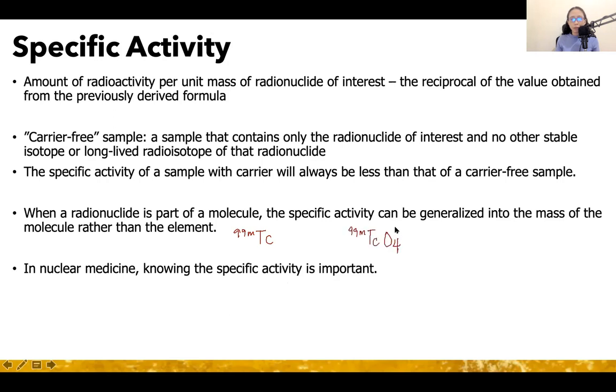TcO4 minus. Okay. So our metastable technetium is part of an oxyanion, pertechnetate. So instead of using the mass number of technetium alone, you can actually use the mass number of the whole molecule. So you need the mass number of the oxygen in this molecule and compute for the specific activity using that mass.